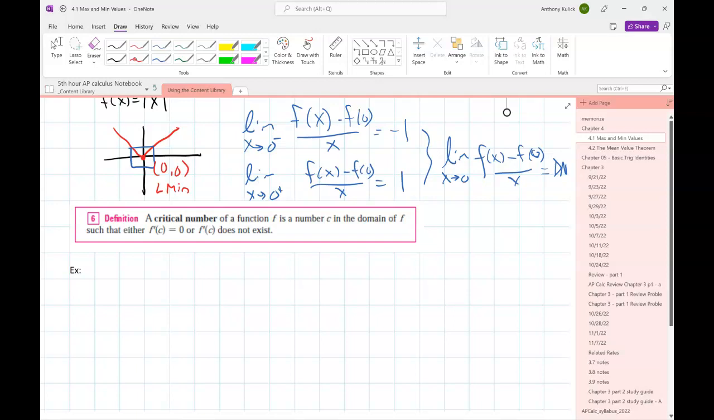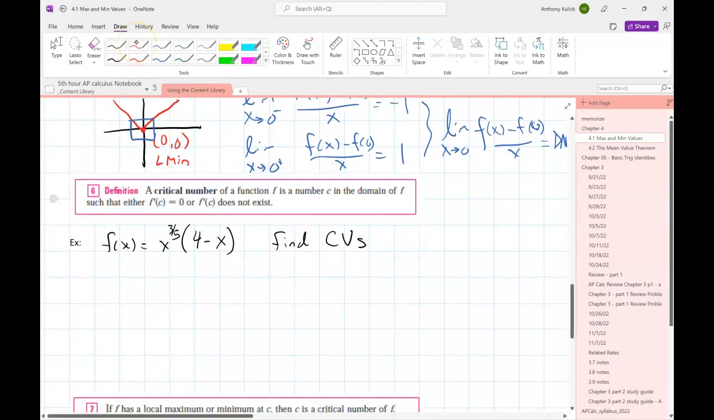So let's do a quick example here. Let's say we have the function f of x equals x to the 3/5 times (4 minus x), and we're looking for the critical values, which I abbreviate as CV. So what we need to do is look at f prime. And I guess before we do that, let's just state the domain for f of x.